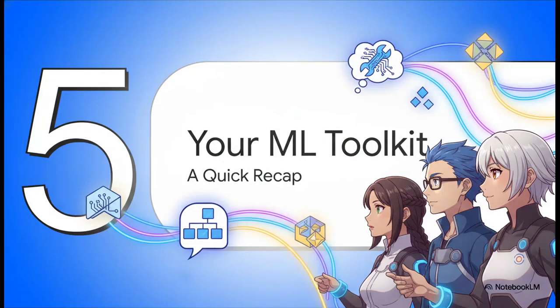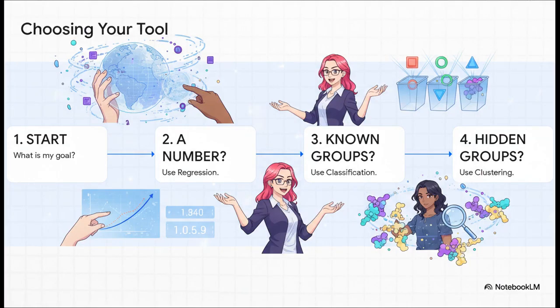So there we have it. Regression, classification, and clustering. That's your foundational machine learning toolkit. You can tackle a huge range of problems with just these 3 ideas. So let's do a quick recap of how you choose. It really just boils down to this simple thought process.